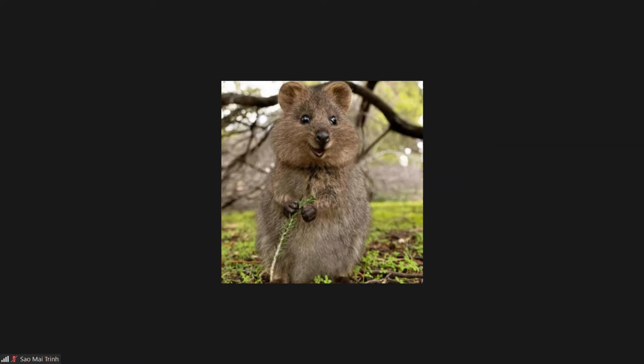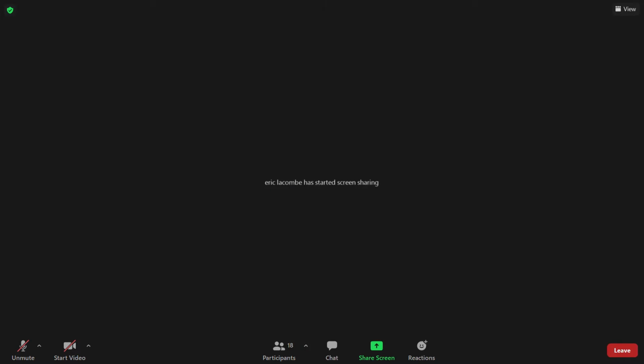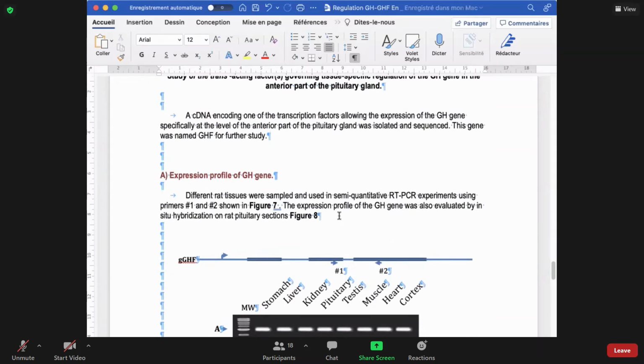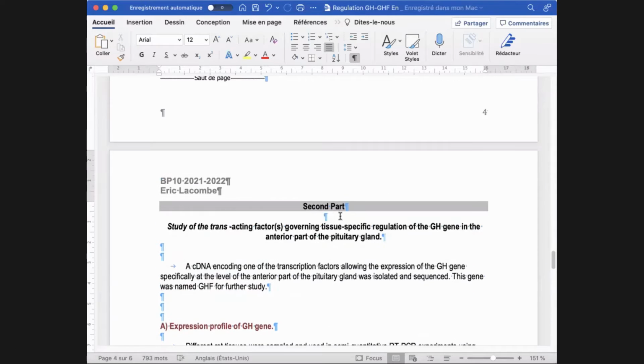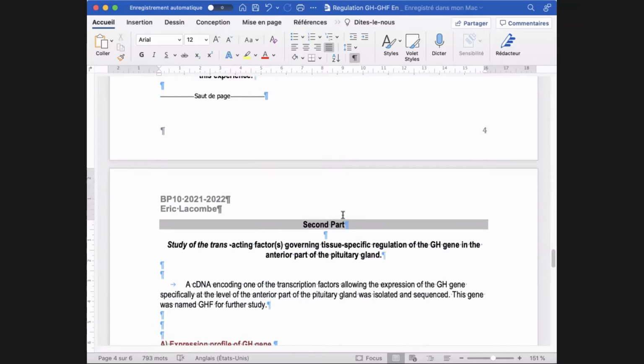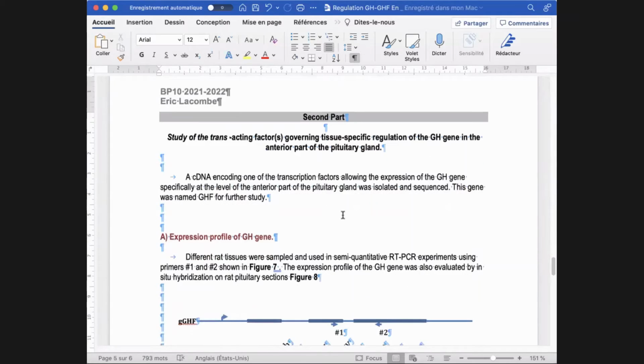So, first thing that we are going to do, I'm going to share the last part of the exercise on the regulation of the growth hormone. Can you see the exercise on your screen? I hope it works. Yes, okay.